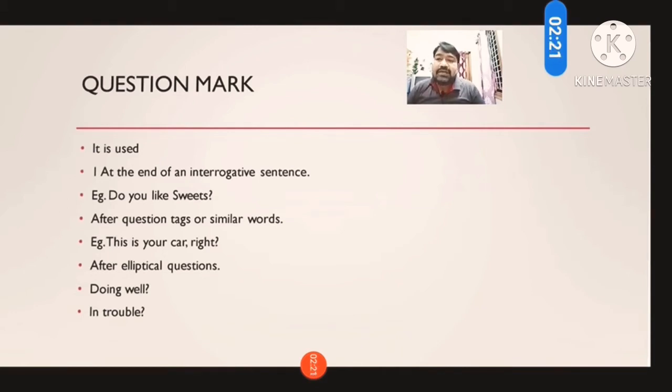We can use a question mark after question tags or similar words also. Let us see an example: this is your car, right? To confirm that, we use question tags, and after question tags also we can use question marks. We can also use it after elliptical questions. Do you know what elliptical questions are? Doing well? Listening carefully? In trouble? Coming home? Coming to the park? Like that. I hope you understood the usage of the question mark.